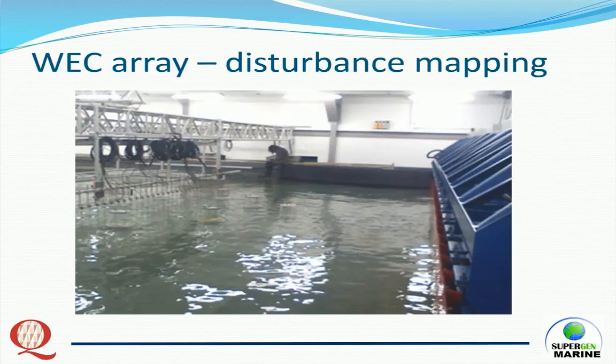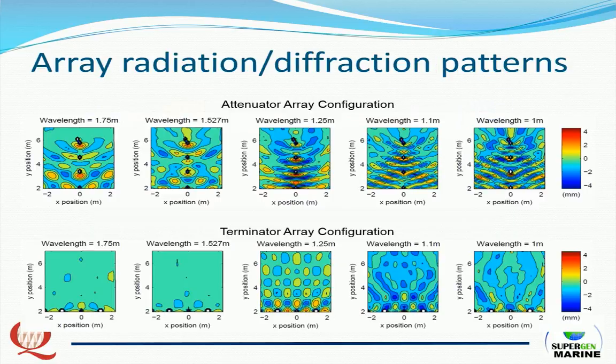The other thing we've done is to do a lot of mapping around the oscillating water columns in this case. You can see here on the left an array of wave probes which we then moved along through the tank, which allowed us to get some nice maps of the disturbance due to the array. So these are attenuator arrays here on the top, and you can see the interference pattern at different frequencies, and then the bottom row is a terminator type array, and you can see a difference in interference pattern.